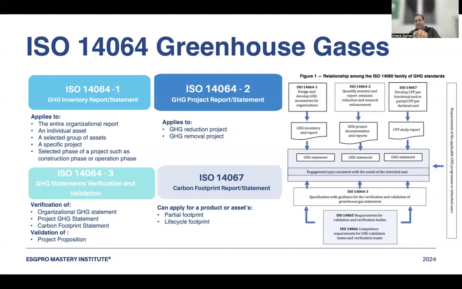You see, it is written: engagement type consistent with the need of the intended user who is going to read your report. According to that, you are collecting this data. That data is a part of the GHG inventory report, which is coming from 14,064-1. Make sense now? Same thing goes to 2, same thing goes to 67 if you are applying. About the below one, 65 and 66. Below one, I told you, the reversal arrow, that is there for the audit purpose. So once you have collected the data, somebody has to verify, then only you will get a certificate, right? For certification, you need a verification, correct?